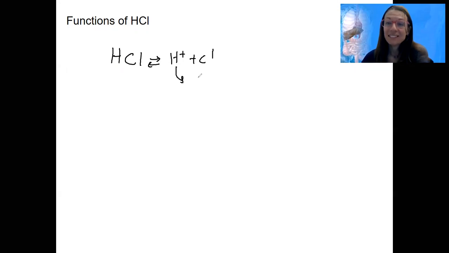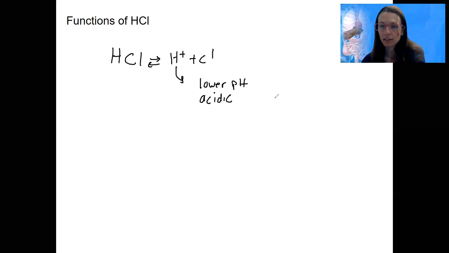This is an acid, right? So HCl is going to increase hydrogen ions and lower pH. It is acidic. So the stomach itself is about pH between 1.5 to 3.5. That's really low. Your blood is like 7. So very acidic. This HCl is important for activating enzymes.